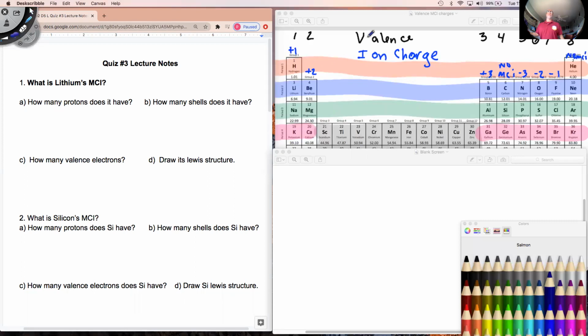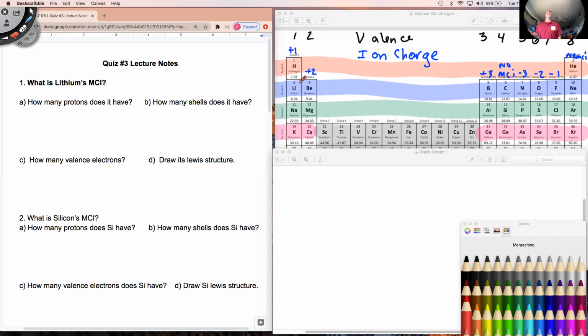So let's go over the periodic table quickly. Valence shells are the outside electrons on the very outside shell. An ion is a charged particle, and these are the charges for the atoms. Remember that the carbon column and the helium column have no MCI, so they have no charge. So let's start off with this right here, kids. What is lithium's MCI? Well, that means most common ion.